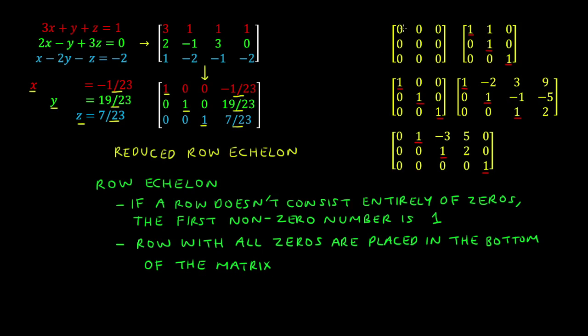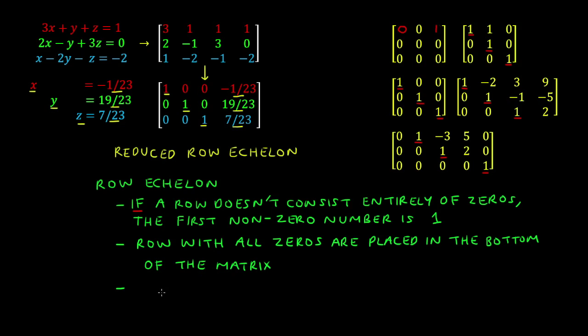So here, for example, we have all rows of zeros, and if we suppose this matrix was something like this, then the first rule of the row echelon form is satisfied, because the first non-zero numbers are 1 in the rows that don't consist entirely of zeros, and we also have the rows with all zeros being placed in the bottom of the matrix.